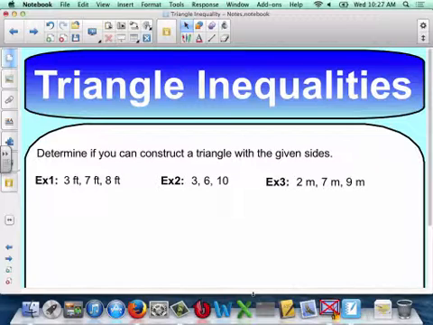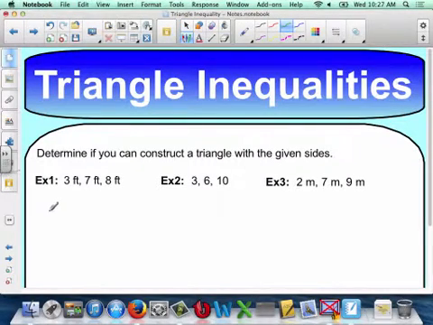All right, number 1. 3, 7, and 8. Is that going to give me a triangle? How do we know? What's the shortcut here? Which 2 am I adding? Why is it 3 and 7? Why don't I add 3 and 8? Because they're the smallest. So guys, the shortcut, you might want to make a star of this right here on this slide. You're going to add the 2 smaller sides. So 3 plus 7. Is 3 plus 7 greater than 8? Yes. So this is yes.